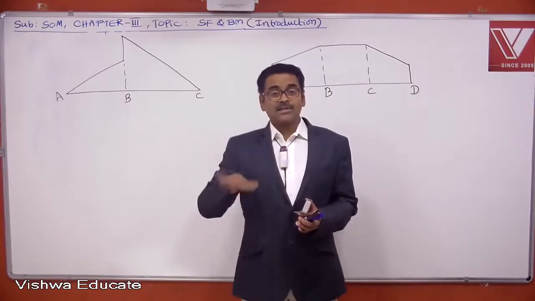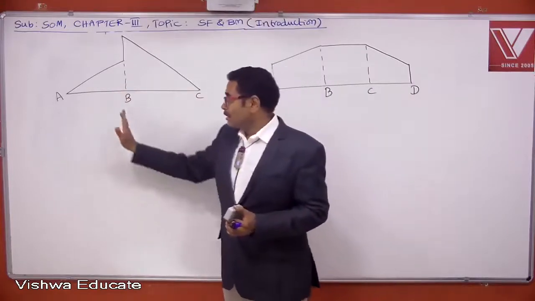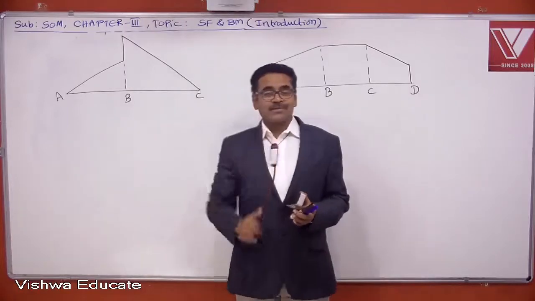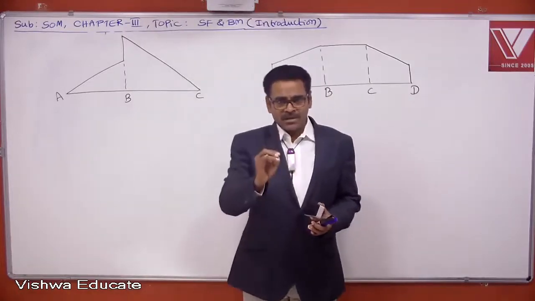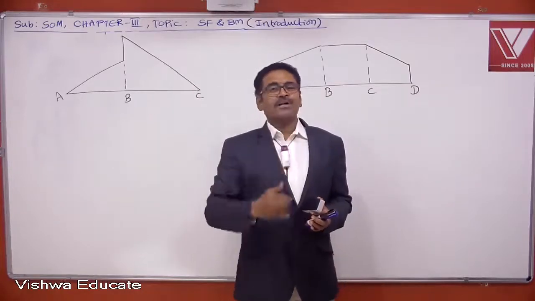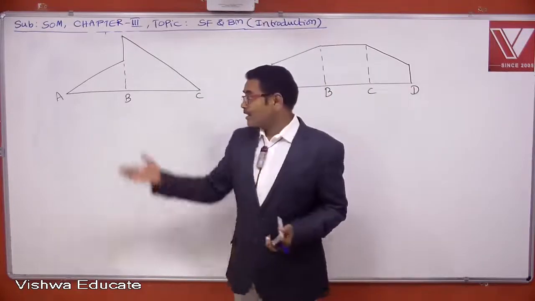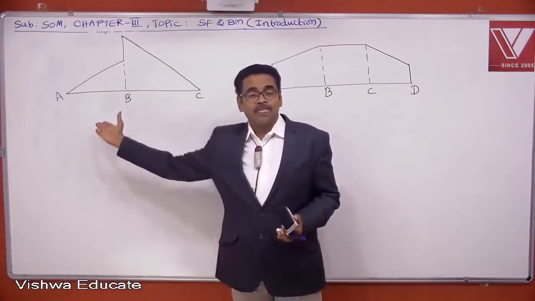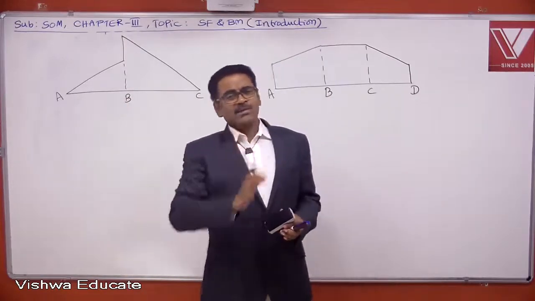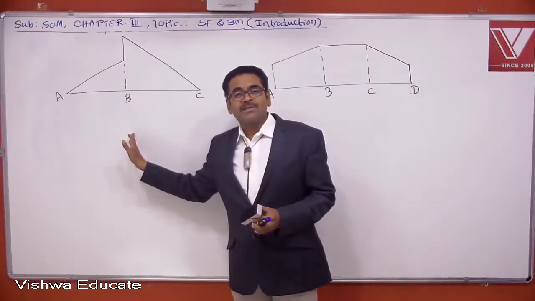Wherever bending stress is highest, failure always starts there. For instance, if any failure comes in this beam, about which point does failure start? In beams, failure always initiates about the point which carries highest bending stress. Which point carries highest bending stress? The critical point. What is the critical point in this beam? B. About B, failure may start. If point B is safe, if the critical point is safe, the total beam will be safe.